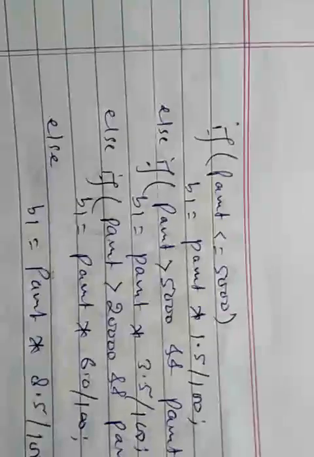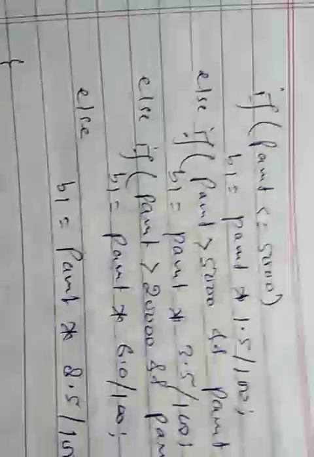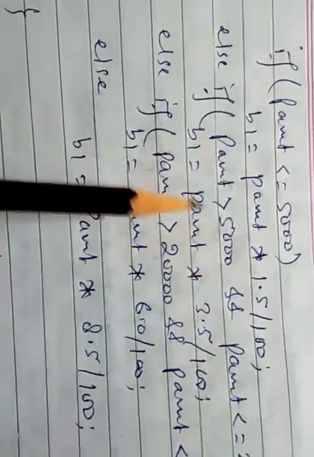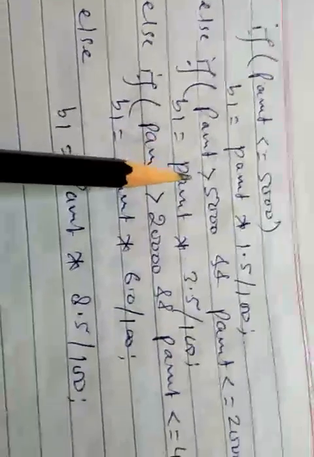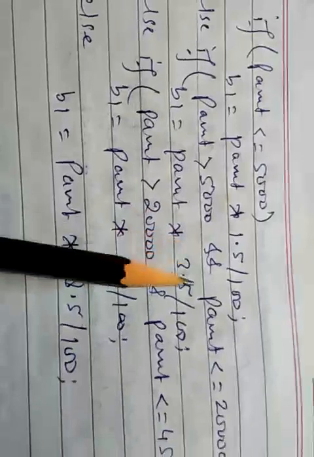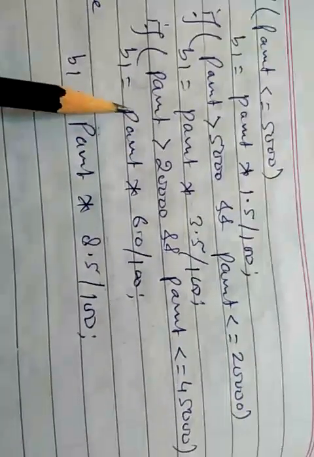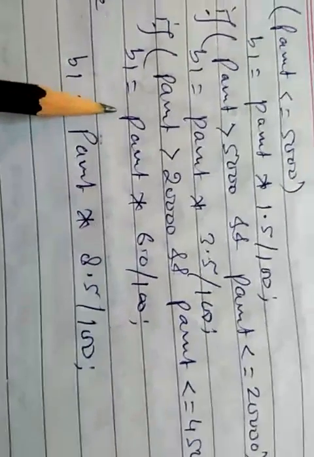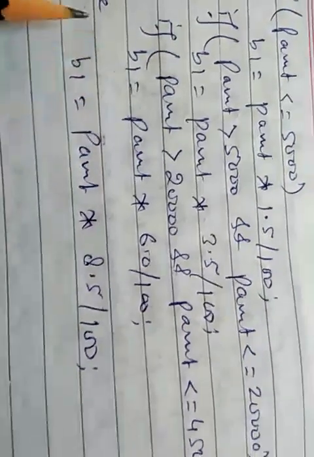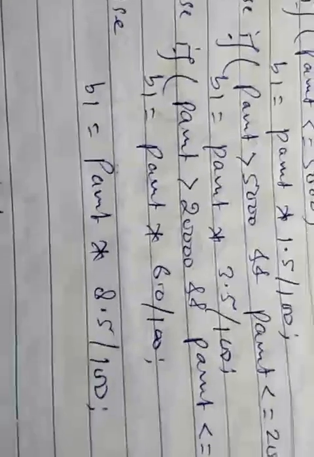Next condition, this is the condition for the normal case. If the premium amount is less than or equal to 5,000, the bonus will be 1.5%. If the premium amount is greater than 5,000 and less than or equal to 20,000, this will be 3.5%. If the premium amount is greater than 20,000 and less than or equal to 45,000, the bonus will be premium amount into 6.0, means 6% of the premium amount. Otherwise the bonus will be 8.5%.